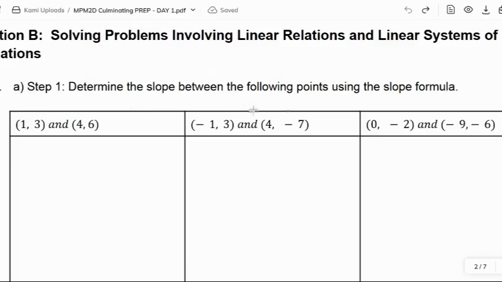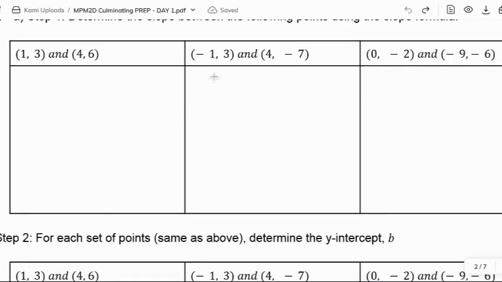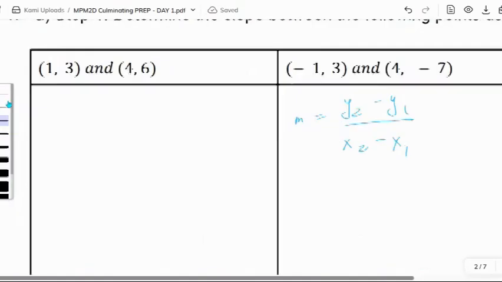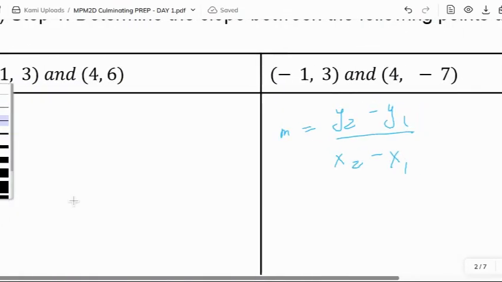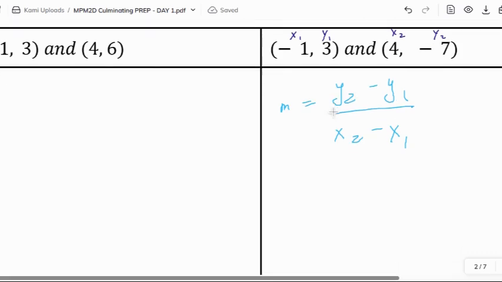All right, step 1, determine the slope using the slope formula. So the slope formula is on your formula sheet. The y's are on top, right? What I do is that I label my points just so I don't make a mistake. So I'll call this one x1, y1, x2, y2. Doesn't matter which one is 1, which one is 2, doesn't matter what order as long as it's the same one. Okay, so I've labeled my points and now I substitute the values into the formula.